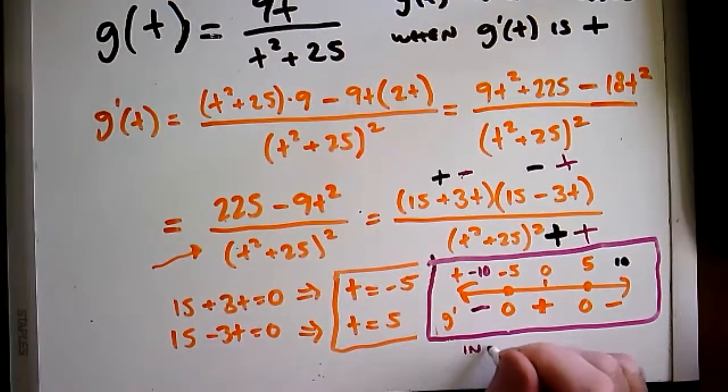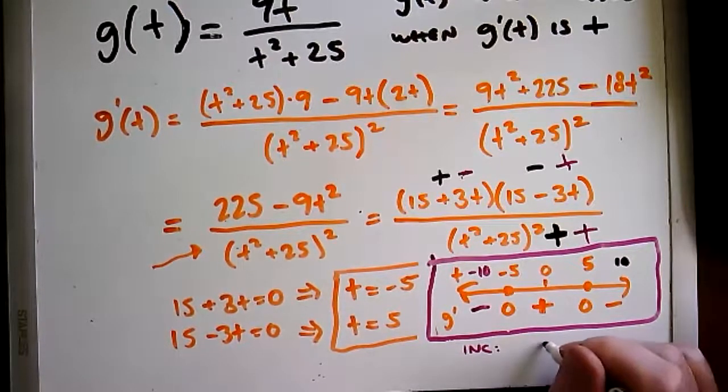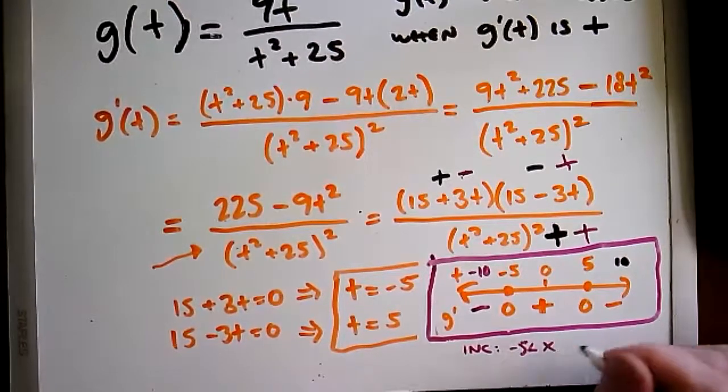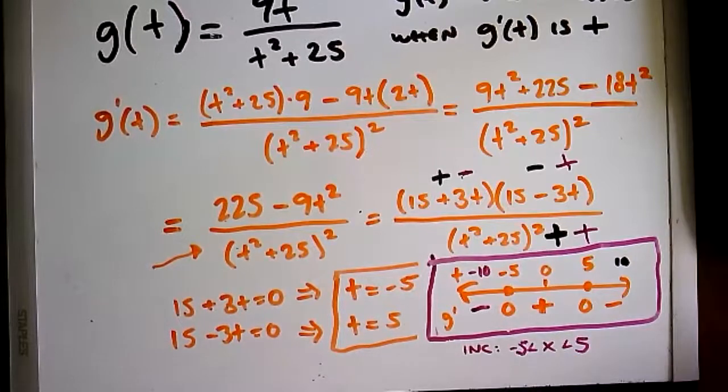So increasing for values of x that are greater than -5 and less than 5. I'm just writing that as an inequality here because I think people are more familiar with that than interval notation. We'll put it in interval notation for WebAssign in a moment. Decreasing when x is less than -5 or x is greater than 5.